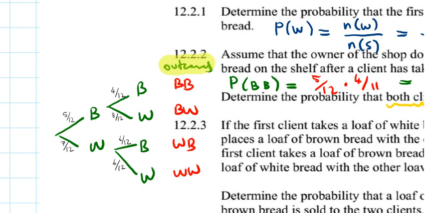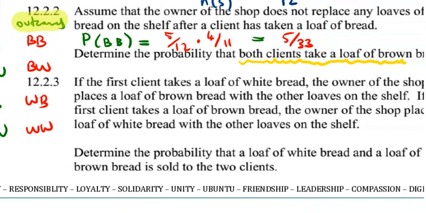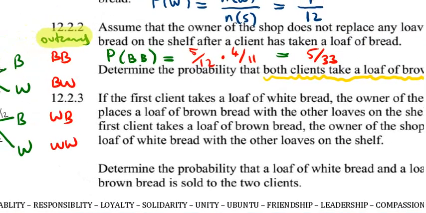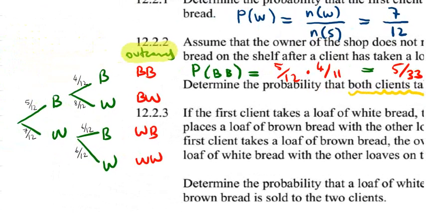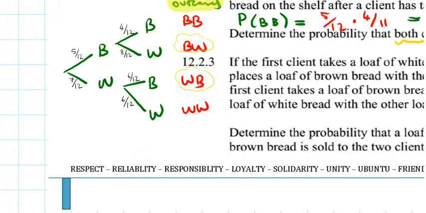Now, what does the question ask? The probability of a brown bread and a white loaf of bread sold to the clients. It doesn't require any order. So we just need to find the BW and WB conditions. So we will add them up. Then we can write the answer down here. Probability of BW or WB, probability BW plus probability of WB. Let's find it. For the first one, it is 5 over 12 times 8 over 12, and then plus the second one, 7 over 12 times 6 over 12.